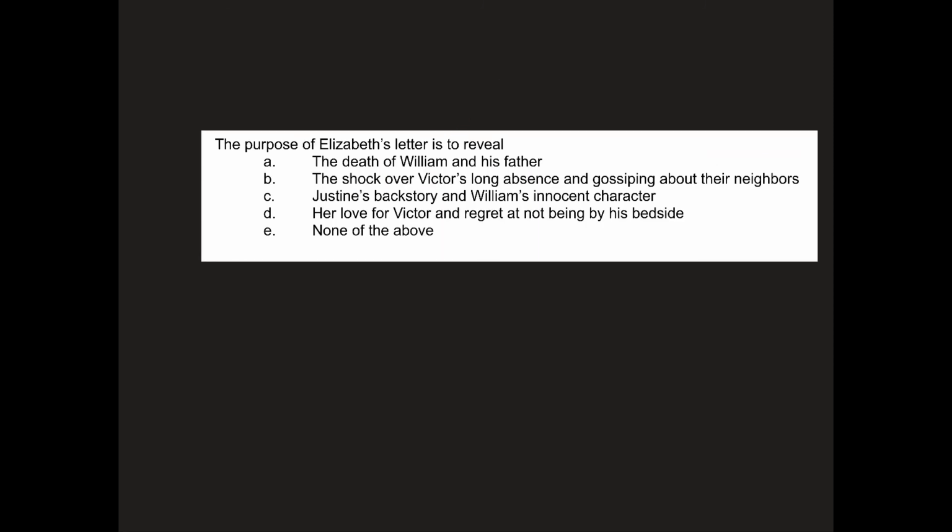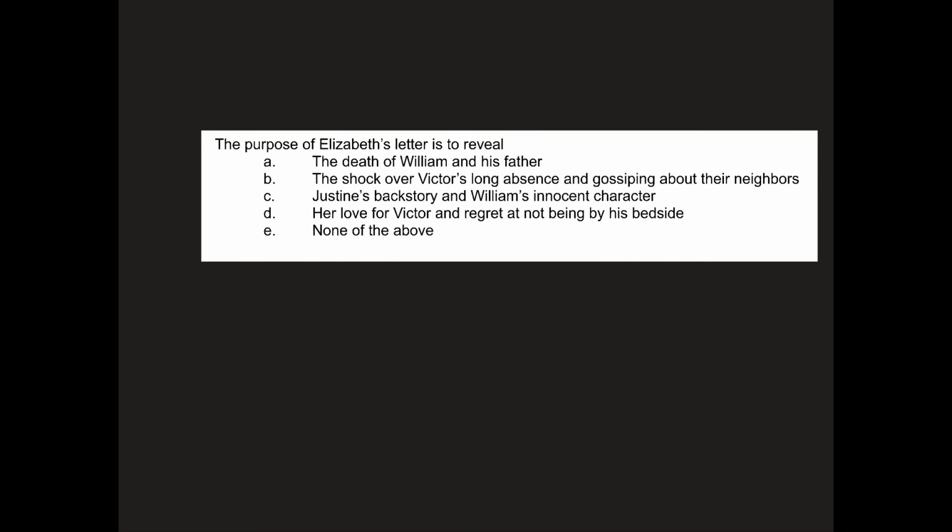All right. The final question we'll look at is a question that's asking you to infer something from a letter that was written. So the purpose of Elizabeth's letter to Victor is to reveal. So Elizabeth writes a letter. Victor talks about the one in particular that he's reading. The others he mentions she's written, but this is one he actually receives and reads to us. Okay, and our choices are, we have 5 now.